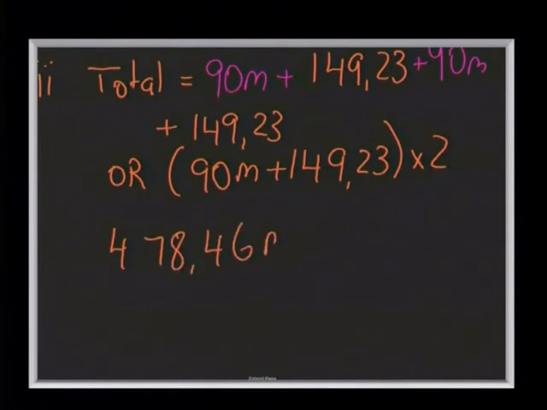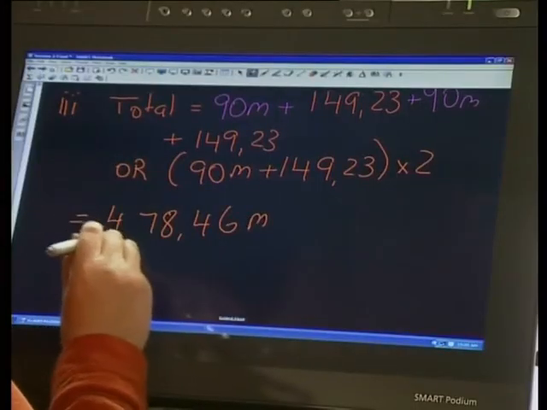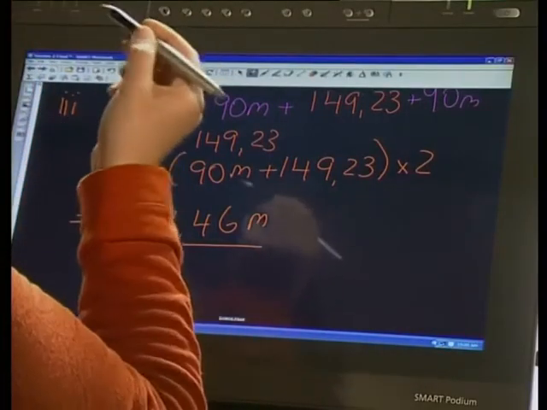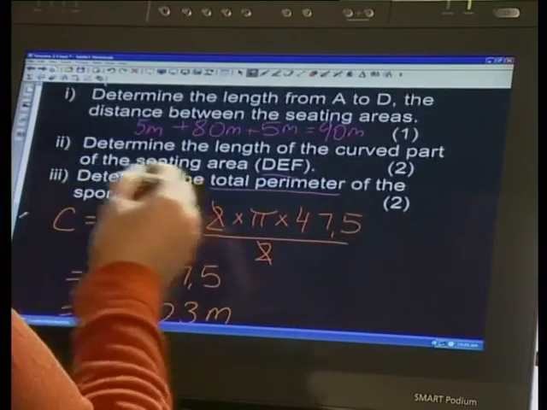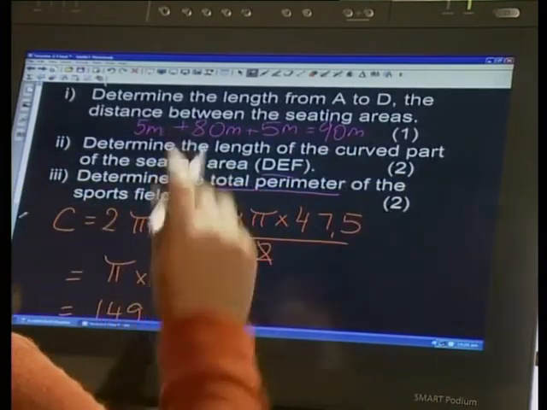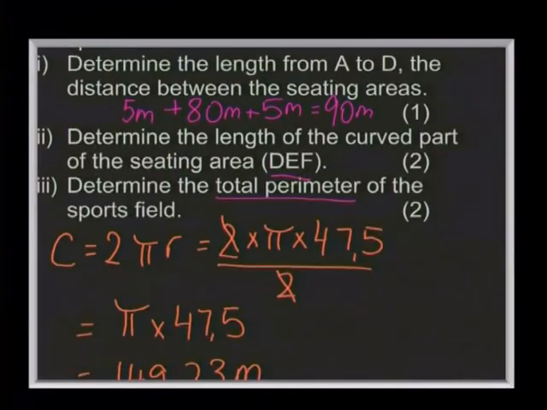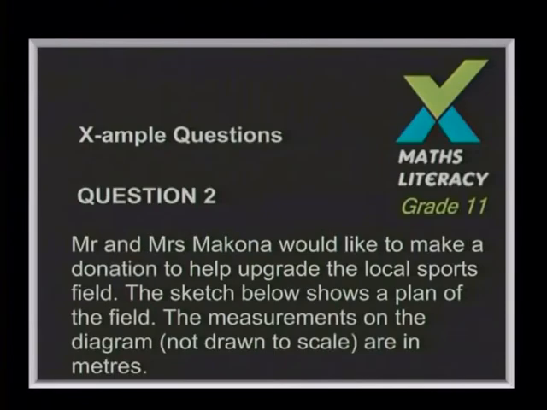478,46 meters. Remember, one dimension. We've only just walked around the shape. We don't have area or volume. We've got perimeter, and that is my final answer. Have I answered the question? Let's go back and just double check. The question said, determine the total perimeter of the sports field. I have done that. So let's move on to the next part of the question.